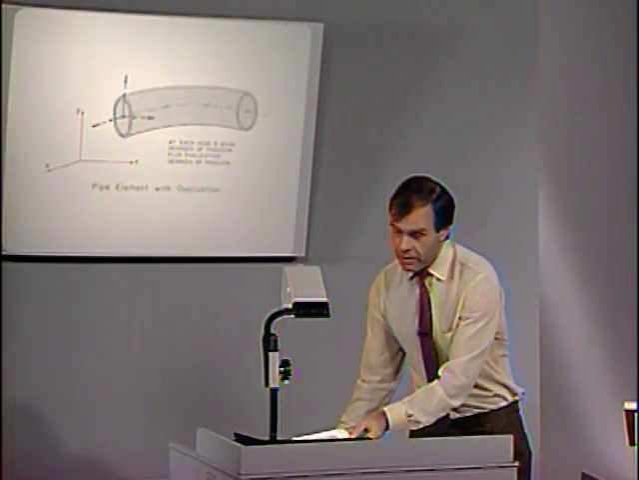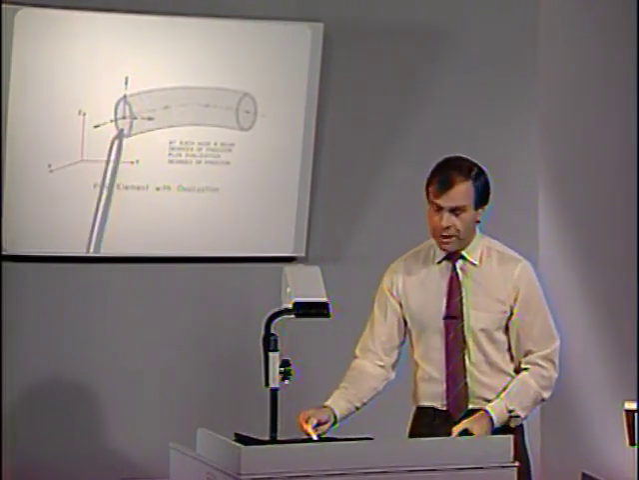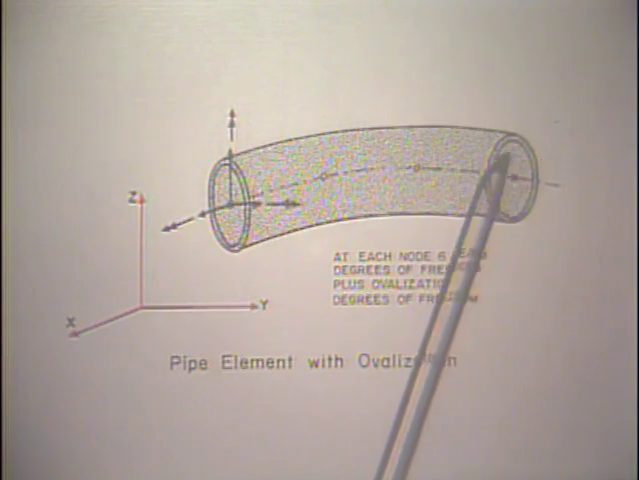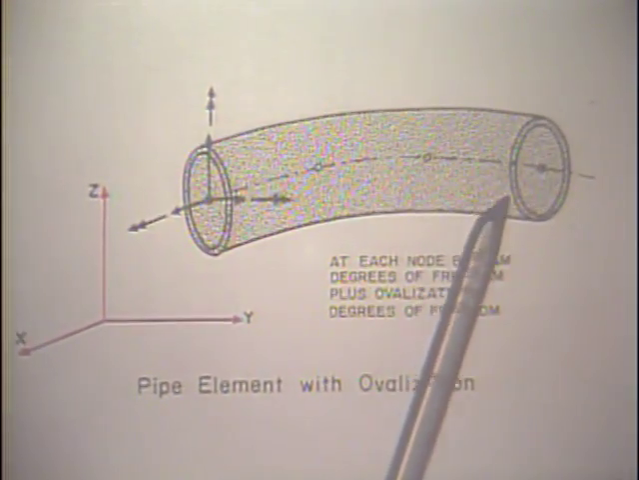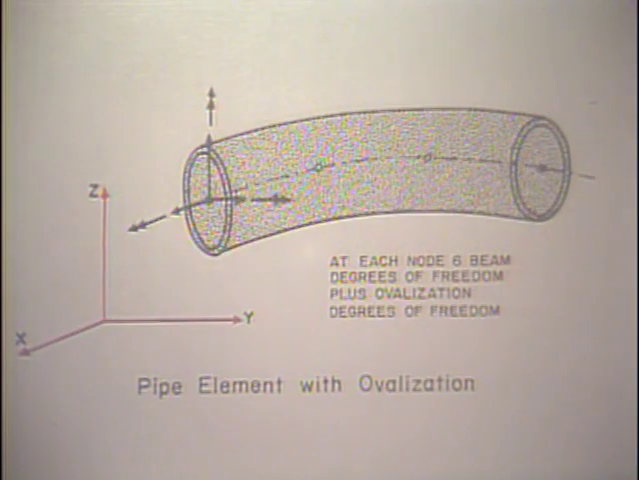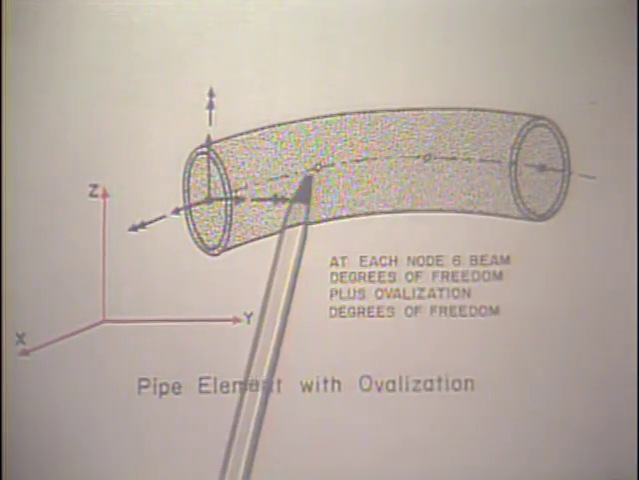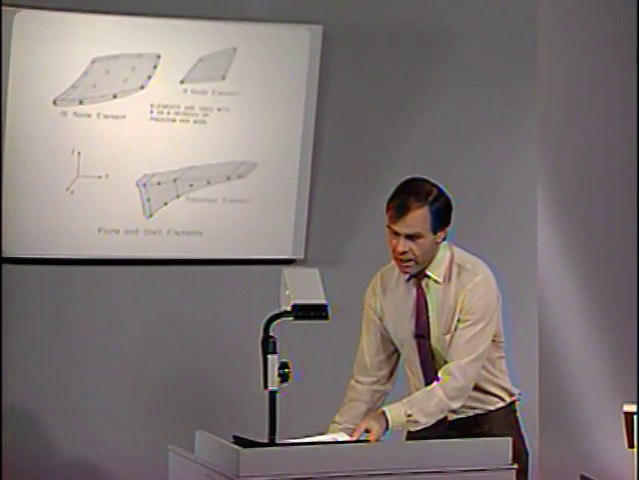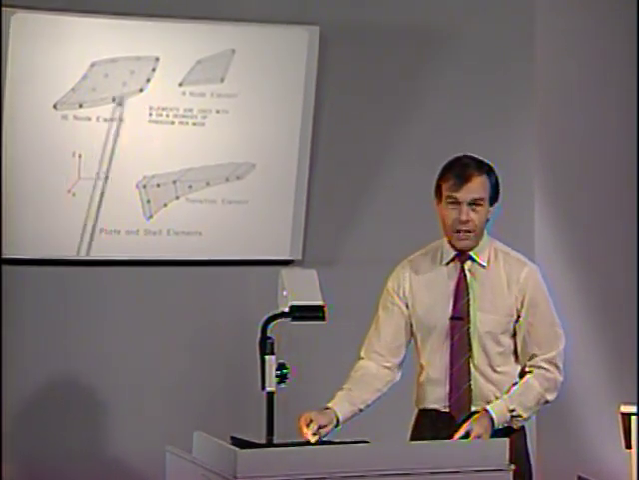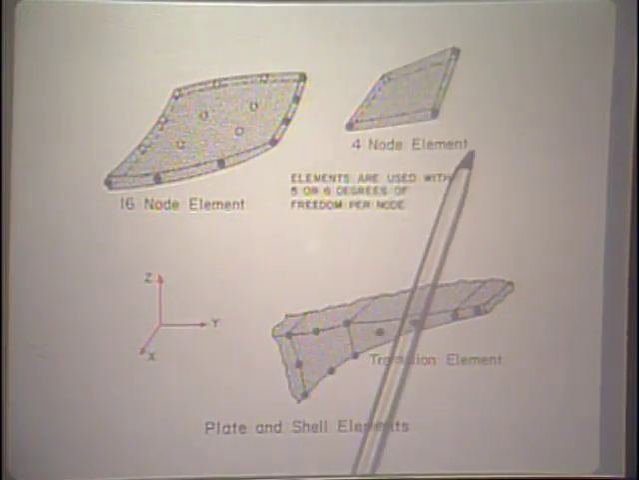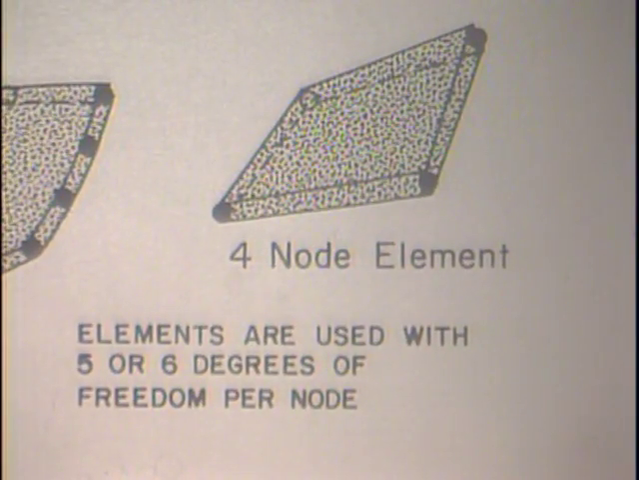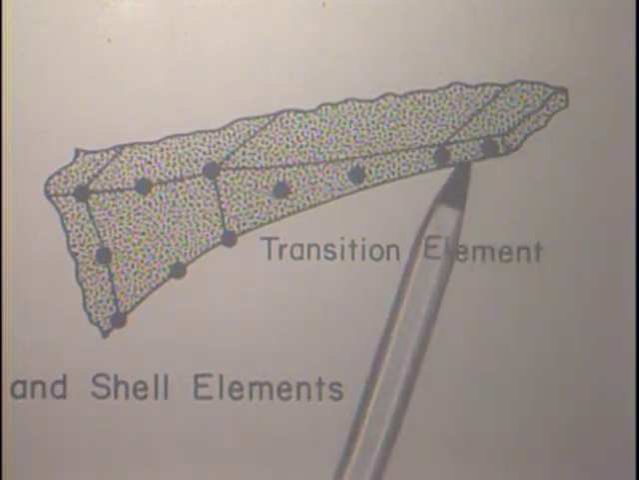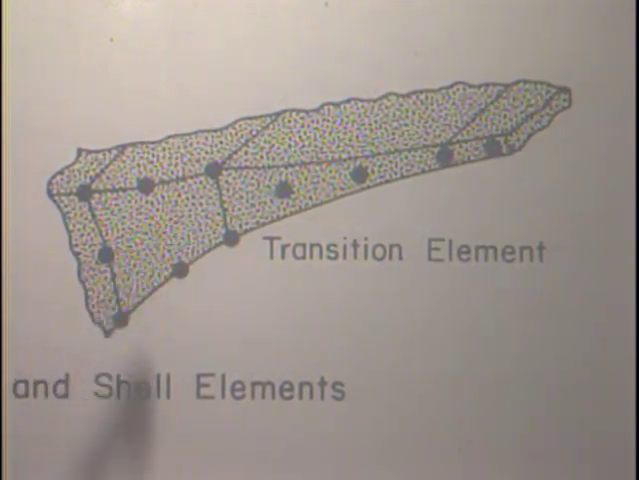A pipe element that we did not discuss in the course, but you might be interested in reading about. It's a curved beam element, of course, of pipe section, which, however, also includes the effects of ovalization. So this element also carries, if desired, ovalization degrees of freedom at the nodes. And shell elements: we talked about the use of the 16-node element and the MITC4, the 4-node element. We also talked briefly about transition elements that are used to model shells or thin structures that couple into solids.